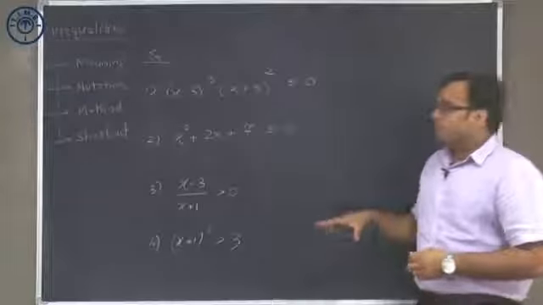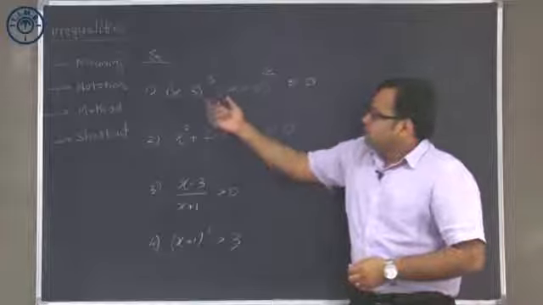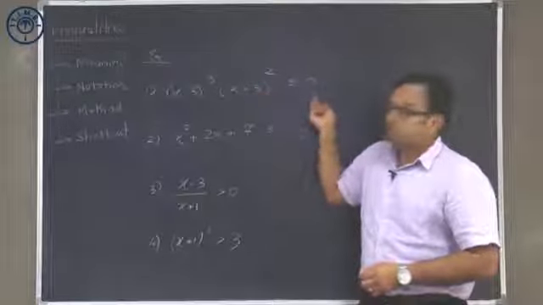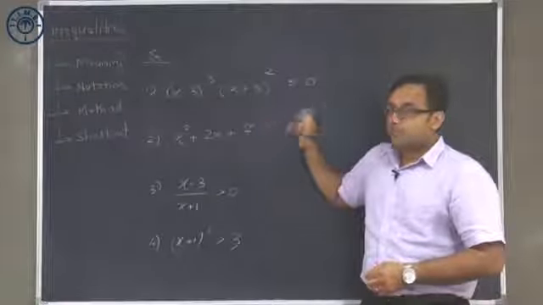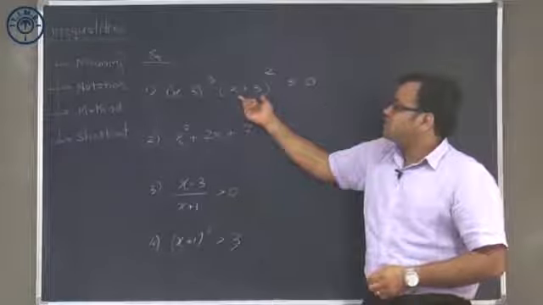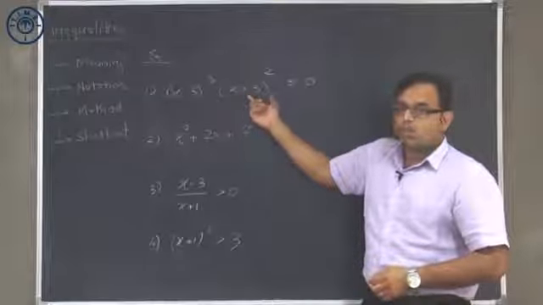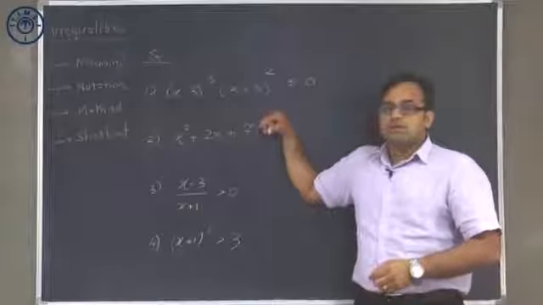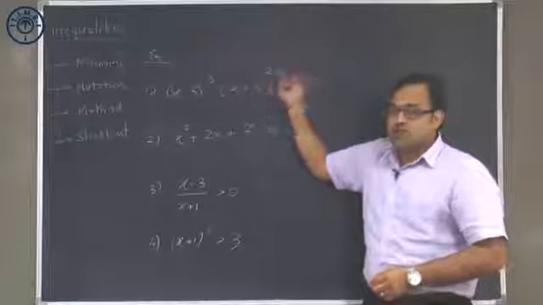Prima facie, one would be inclined to think that this is the same as (x minus 3) into (x plus 3) is less than or equal to 0. However, that would be a mistake. The thing that you need to observe here is that (x plus 3) whole square, because it is a perfect square, is always greater than or equal to 0, as all perfect squares are.